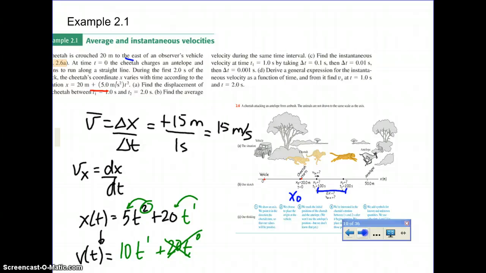So his instantaneous velocity at the beginning must be 10 meters per second, and his instantaneous velocity at the end of that time must be 20 meters per second. This might take some getting used to, and you can ask me questions in class if you need to.